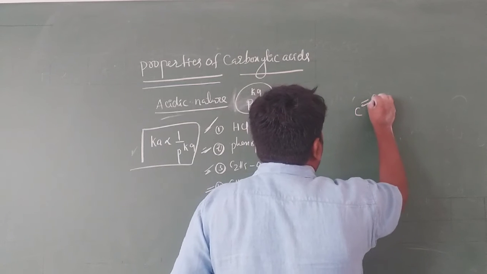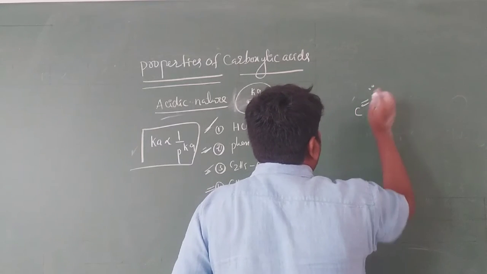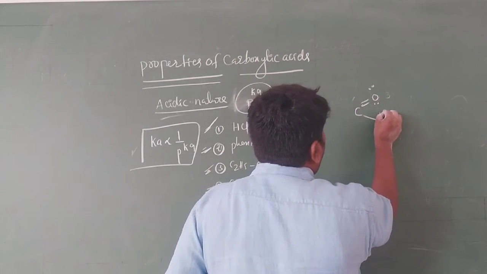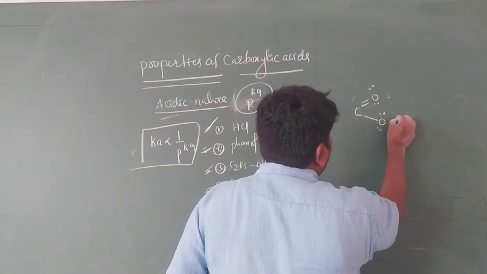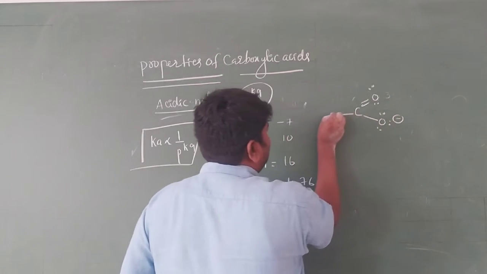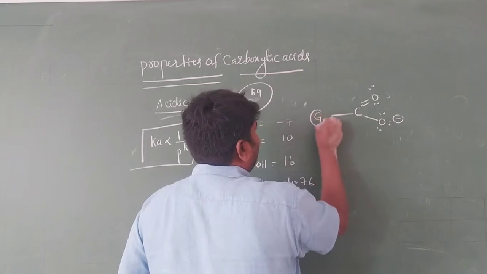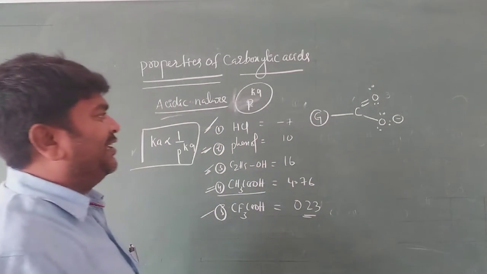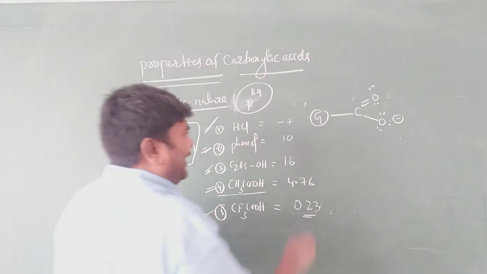C double bond O, lone pair, O with lone pairs and a minus charge. G is raised to it, G for group. Listen here.